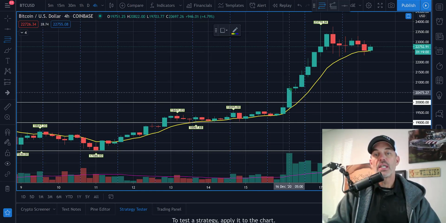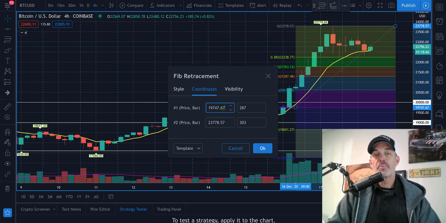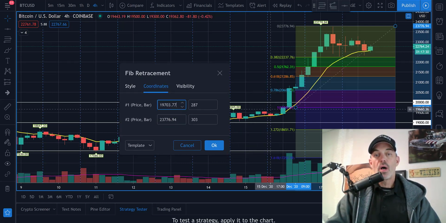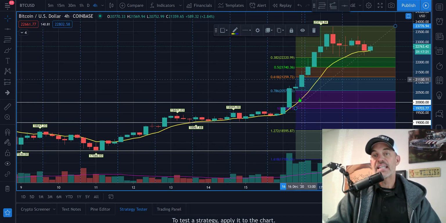Now, for my strategy, I'm looking at this bar that actually breaks through the 20,000 level. That's the bar I want to start with, so I'm going to go from the low of that bar, and I'm going to swing high to our all-time high. Now, if I want to dial this in a little bit, I can click on the settings, and we know our all-time high is $23,776.94. And then the low of the bar that I started with is going to be $19,703.77. So now I've got it locked in precisely on the low of this bar and the all-time high.